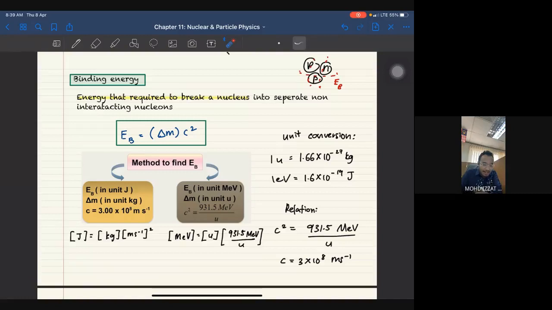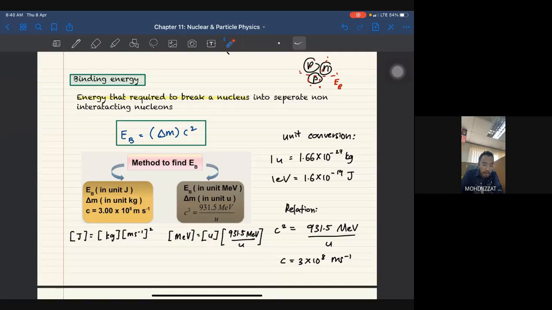So maksudnya kat sini, it depends on the unit that is given and the unit that you want to choose. Kalau kamu memang nak stick kepada SI unit, so you change everything to kilogram and you use constant of 3 times 10 to the power of 8. So final answer mesti dalam joule dan semua SI unit. Alternatively, because chapter ni biasa dikasih dalam U dengan dia nak cari dalam MEV, so you can use this formula straight away. Kalau tak biasa, convert je lah. U yang diberi tu convert pada kilogram and then you can substitute inside here instead.